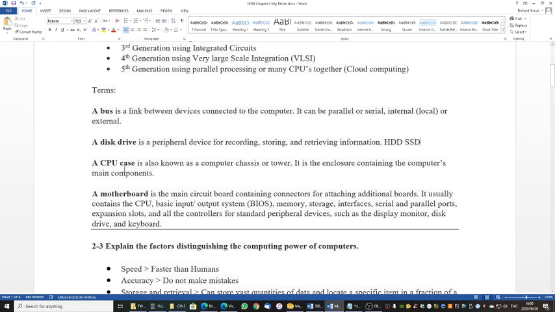The CPU case is also known as the computer chassis or tower. So that tower is not called the CPU, it is called the CPU case. It is the enclosure containing all the components that are inside the computer.